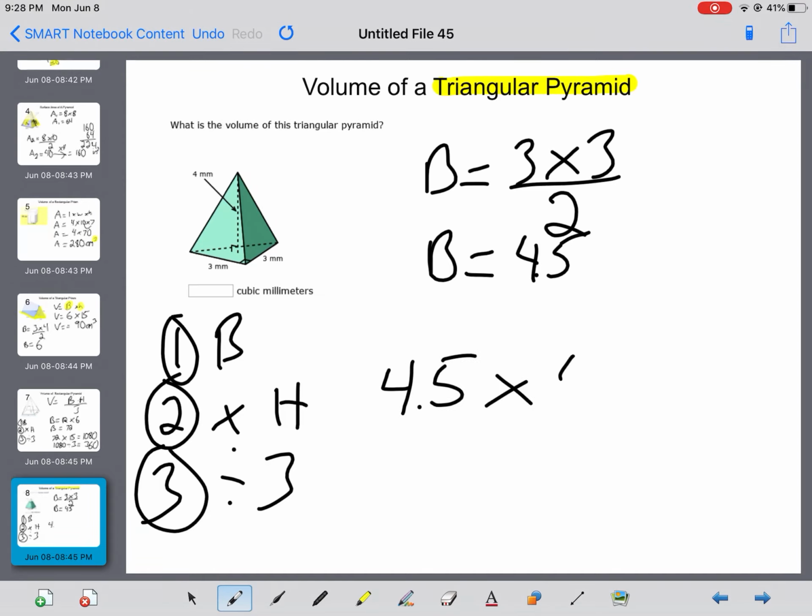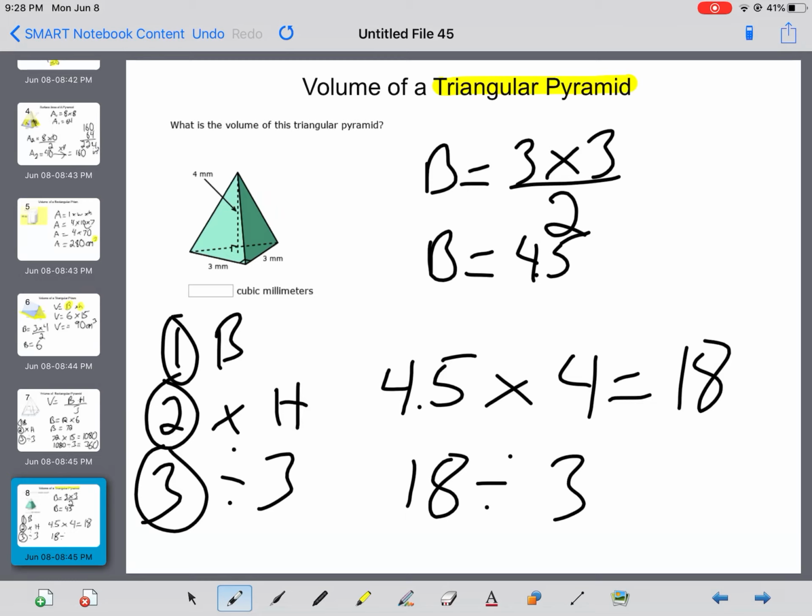Then I'm going to do step 2, 4.5 times 4. That's multiplying by the height. Do that on my calculator for a second. Times 4, so we get 18. And then my third step is divide by 3. And so we get 6 cubic millimeters.